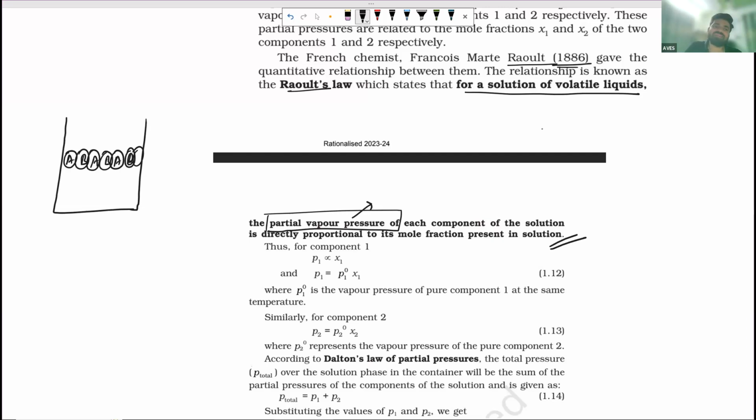Okay, so when you are vaporizing this, we'll say that which gas is going to exert more pressure depends on the partial pressure. It means the partial pressure exerted by the gas is directly proportional to the mole fraction of the gas in the solvent. Let me explain what partial pressure is first.